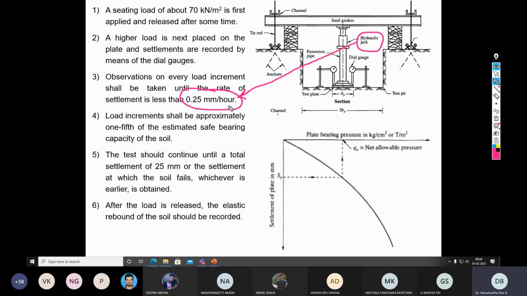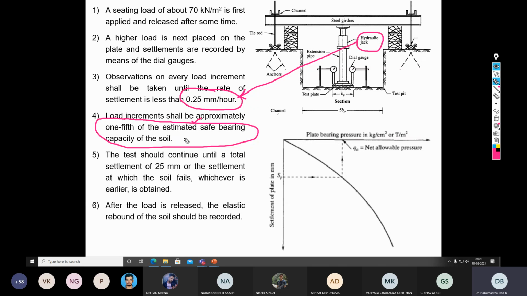So therefore, if you do not know this one, then you have to apply some amount of load, or the load increment shall be approximately 1/5 of the estimated safe bearing capacity of the soil. Now, from where did you estimate this safe bearing capacity? That is from the analytical equations like Terzaghi, Meyerhof, Vesic, and Hansen. Suppose you have calculated the load as 1000 kilonewton. Then the initial load increment will be 1/5 of the 1000, say 200 kilonewton.